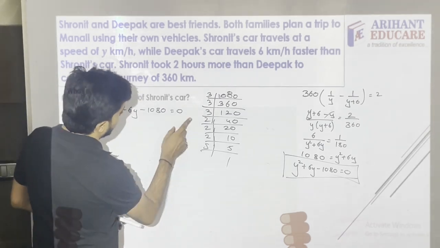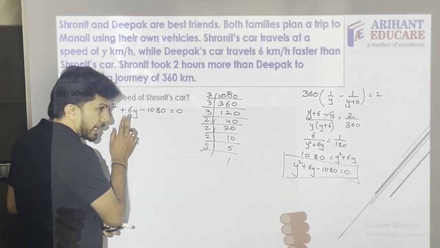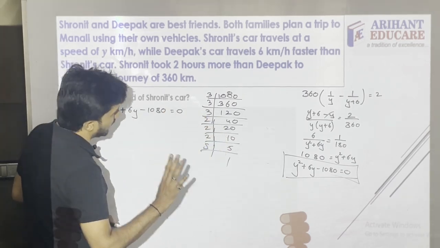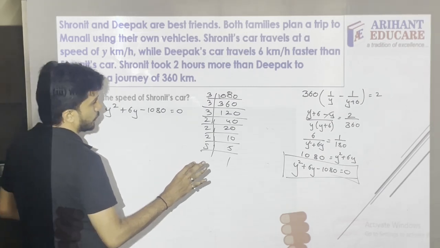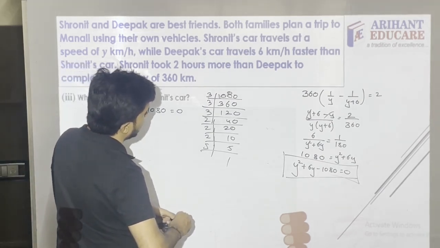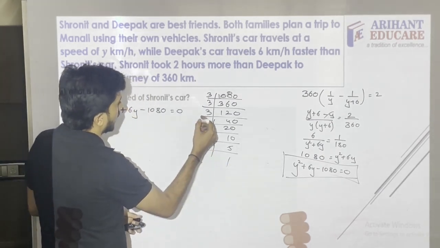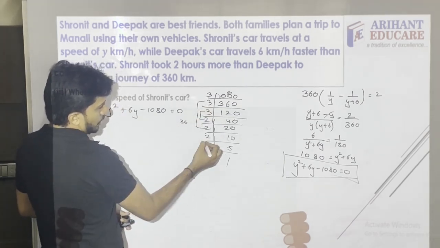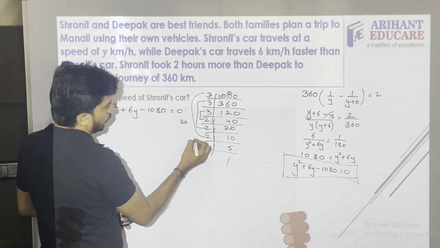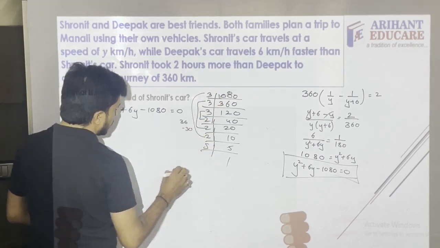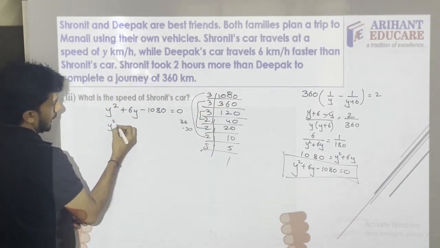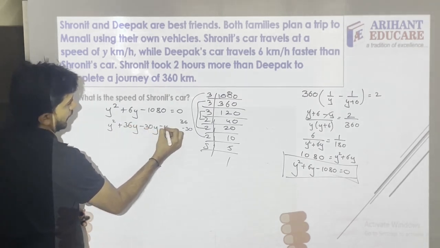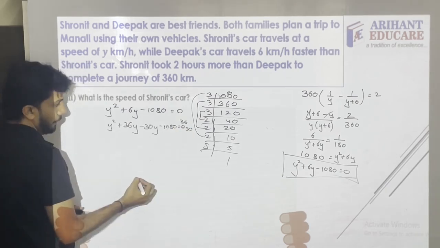Now check. I want to create a positive 6, but I have a product of negative. So one value is positive, one value is negative. Let's figure those values out. Here I can see that 3 2s are 6, 3 2s are 6, 6 6s are 36. 2 3s are 6, into 5 is 30. So y squared plus 36y minus 30y is minus 1080.